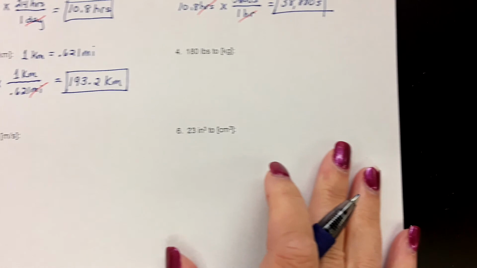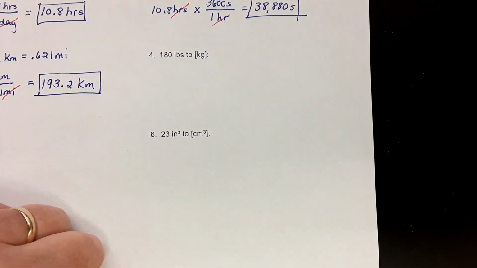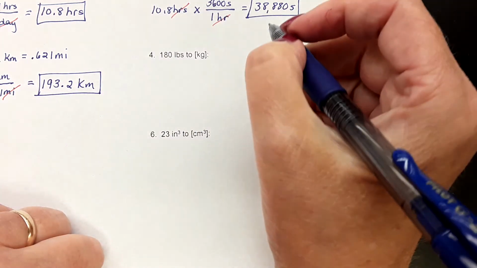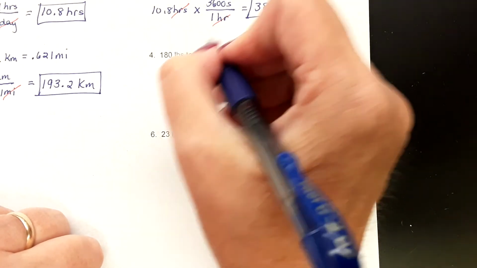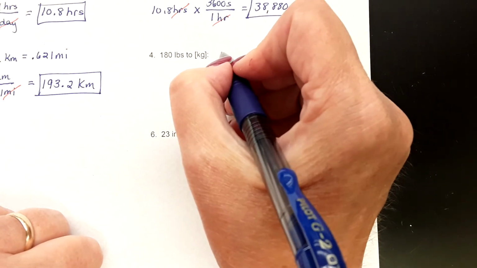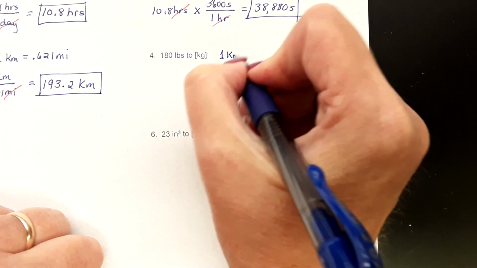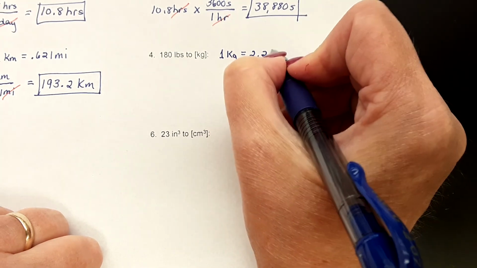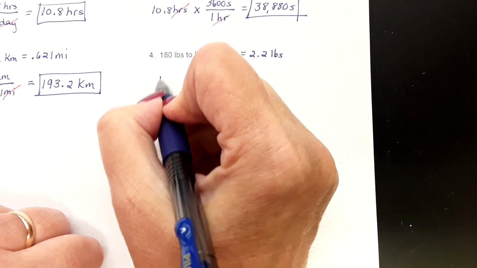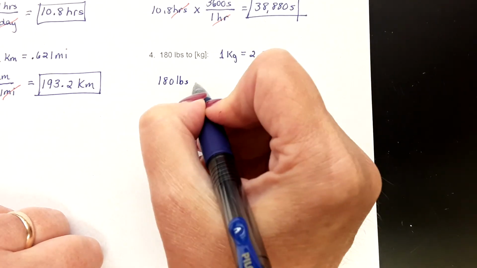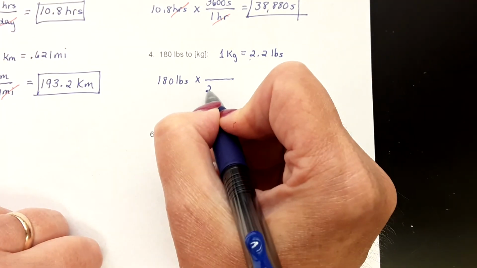Let's use mass. Pound mass to kilograms. All right, what do we know about pound mass in kilograms? Well, some of you may remember this one from chemistry because you sometimes use it in chemistry with the gas laws. But in any case, we know that 1 kilogram is equivalent to 2.2 pounds. Okay? So we're going to take 180 pounds and we're going to multiply by a conversion factor that puts the pounds on the bottom so that they cancel.